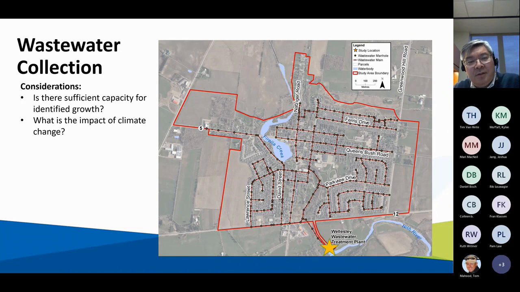Finally, let's look at the fourth component, which is the wastewater collection system. This is the network of pipes that takes the community sewage to our wastewater treatment plant. What you see here on the map is our network of wastewater pipes that run under the roads of the village.